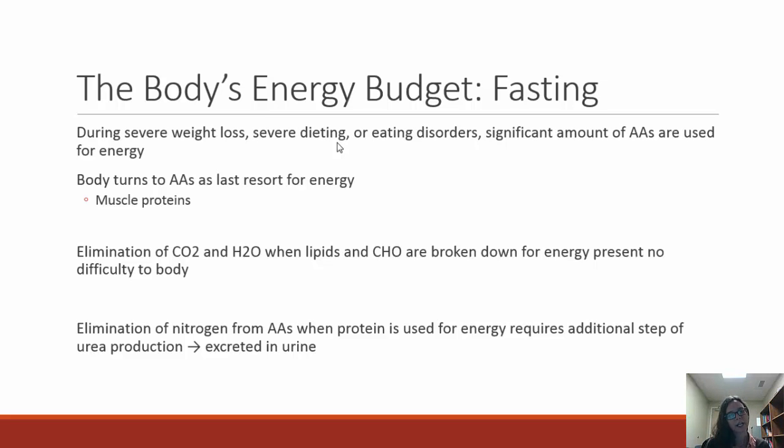However, when we're starting to rely predominantly on our amino acids for energy, we have a different situation, because when we break down amino acids, we have to eliminate the nitrogen from the protein. This requires an additional step of urea production so that we can excrete our nitrogen in our urine to avoid the buildup of nitrogen in our bodies.